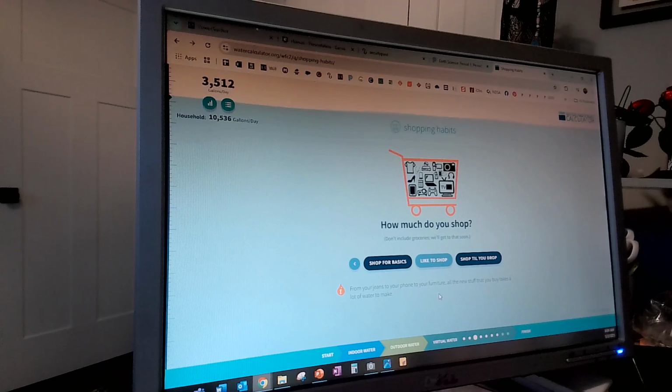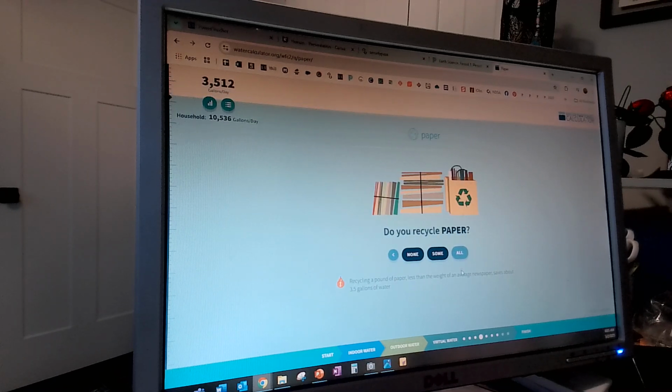How much do you shop? I don't shop till I drop anymore. I do like to shop and then shop for basics. If your household is on a budget and you're just buying groceries and the clothes you need to basically get through, that's basics. If you like to shop, this is probably if you have a couple of new things now and then, things that are considered a little more frivolous or not necessary. From your jeans to your phone to your furniture, everything takes water. So I like to shop.